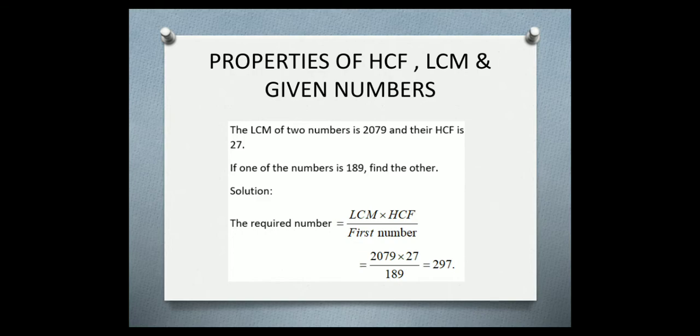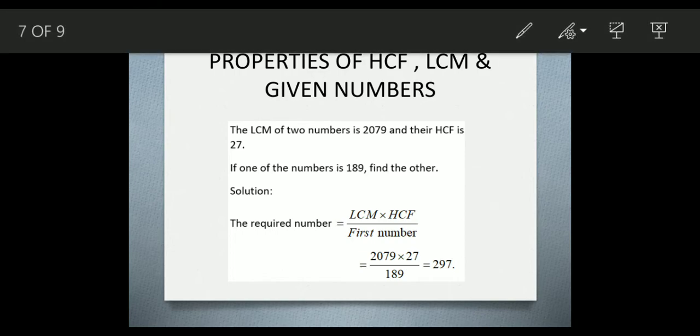Okay, so what is the formula? HCF into LCM is equal to the product of two numbers. So one number into another number. Now I need to find the other number, right? So what should I do? I have two numbers. One number I know, the other number I don't know. So what should I do? Yes, first multiply HCF into LCM, then divide by the first number. You will get the answer.